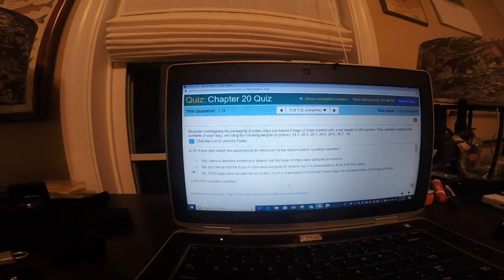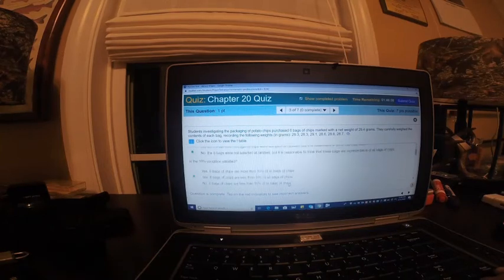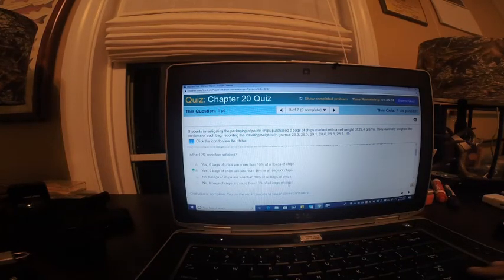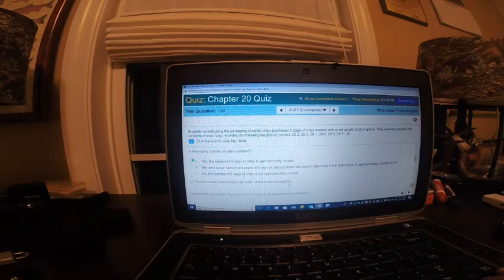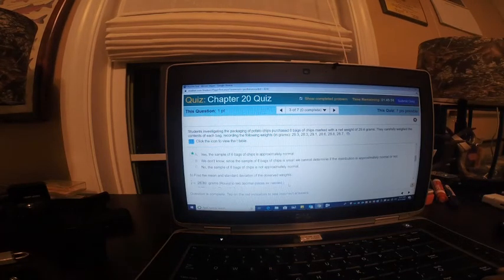So they didn't go out and randomly select them. But it's not like they somehow manipulated the system to get certain bags of chips. Therefore, the chips probably are pretty representative of all chips out there. Is the 10% condition satisfied? Yes, 6 bags of chips is definitely less than 10% of all bags of chips out there. Is the nearly normal condition satisfied? Yes, the sample of 6 bags of chips is approximately normal.